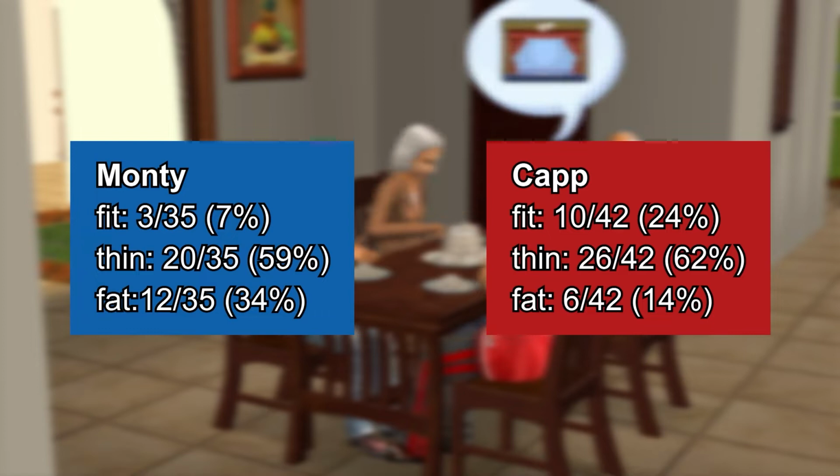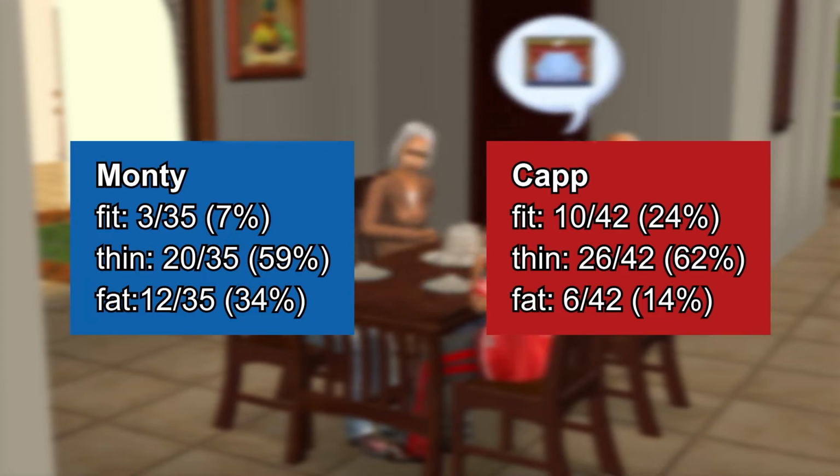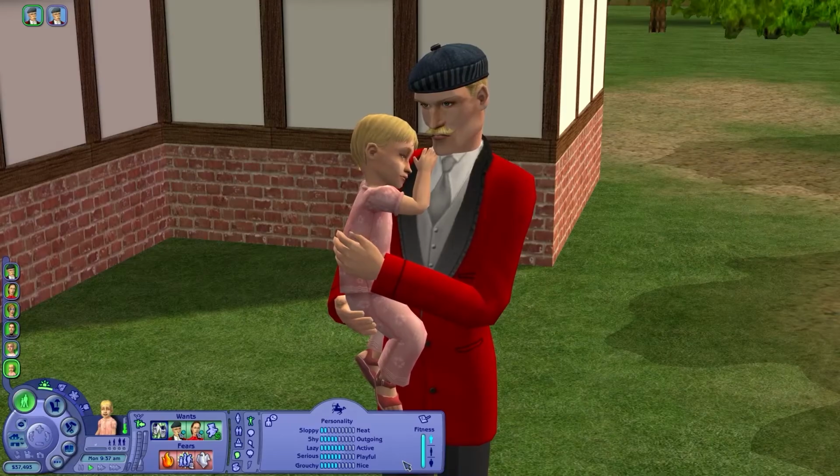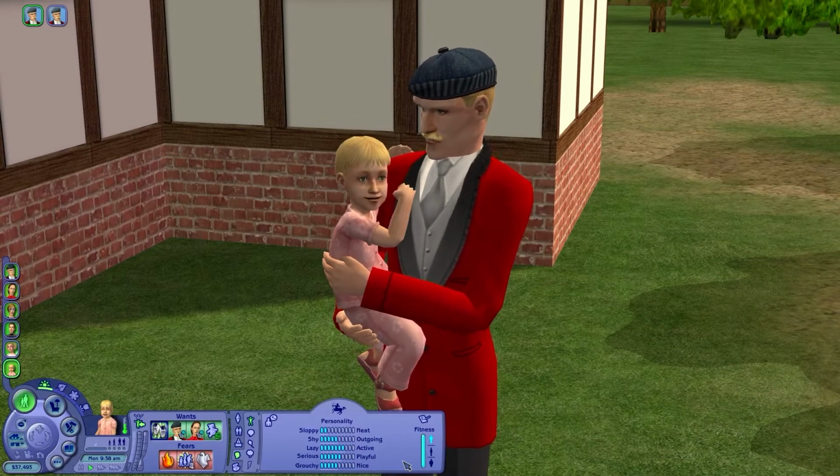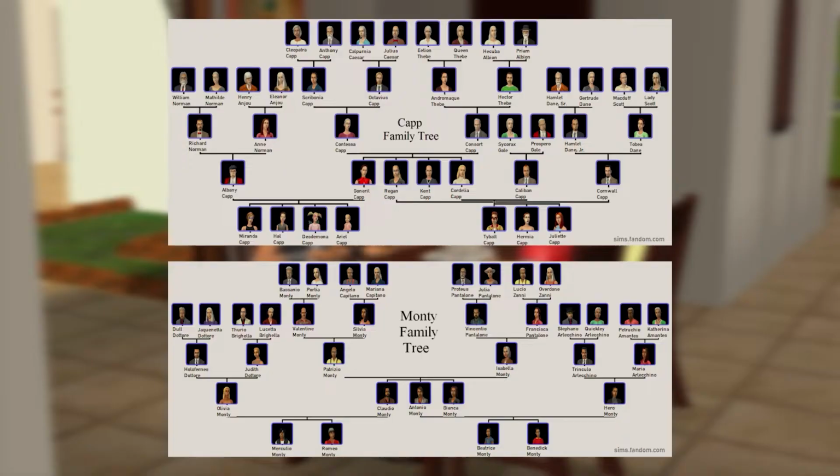Both families are majority thin, but the Montys have many more fat members, while the Caps have many more fit members. Even freaking Ariel is fit. Did you know that toddlers could be fit? The two families also differ in terms of skin tones, with the majority of the Caps being skin 1, while the Montys are mostly skin 3. So they're in opposition to each other down to their aesthetics, physical appearances, and genetics.